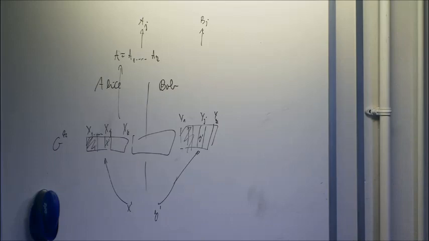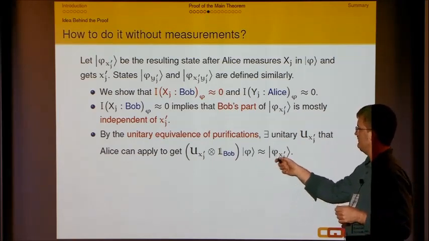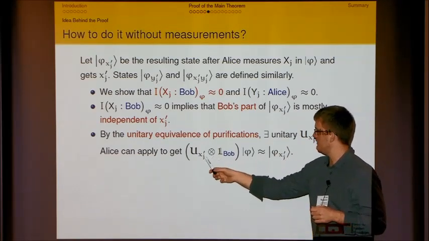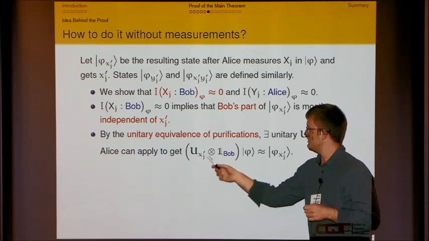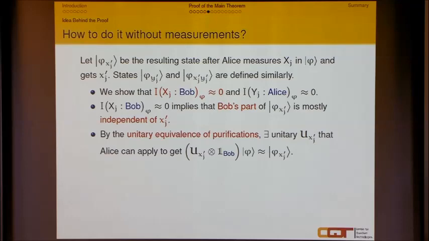In other words, getting a different outcome is just getting a different purification of Bob's state. So we can apply the unitary equivalence of purifications and say that there must exist some unitary that Alice can apply, which brings this state phi close to the post-measurement state. So instead of measuring xj, she can just apply a corresponding unitary and get a state which is close to the post-measurement state.